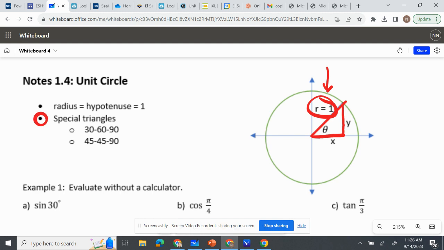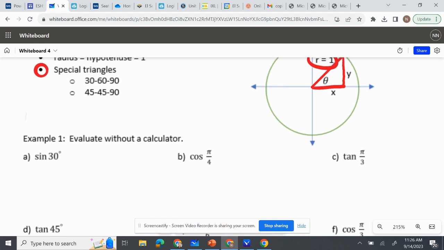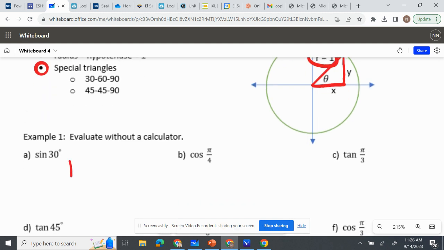The second thing is that our triangles are going to be based off of our 30, 60, 90 and 45, 45, 90. So for the first one, letter A, we're going to draw our coordinate system. We're going to draw our triangle in the first quadrant, and we're going to put 30 degrees right by the origin. So if that's 30 degrees, then this is a 30, 60, 90 triangle. The hypotenuse is always 1. That means the 30-degree side is always half the hypotenuse, so that would be 1/2. The 60-degree side is always rad 3 times the 30-degree side, so that would be rad 3 over 2.